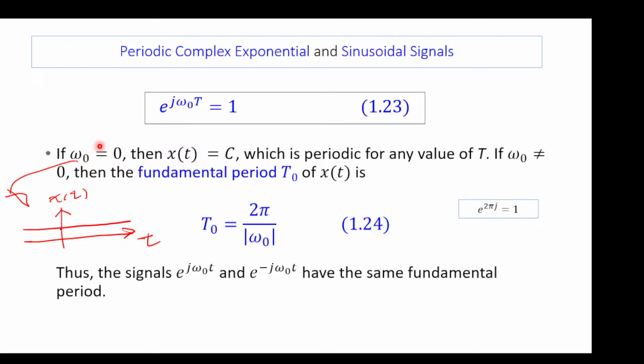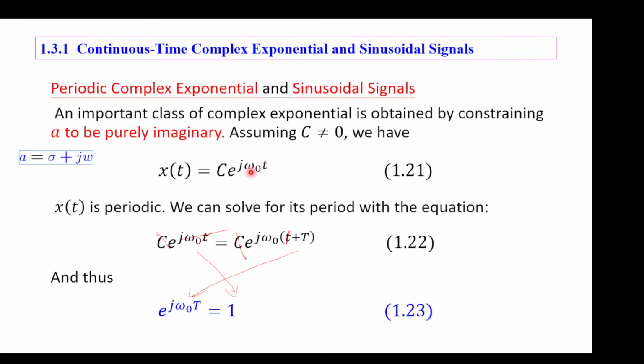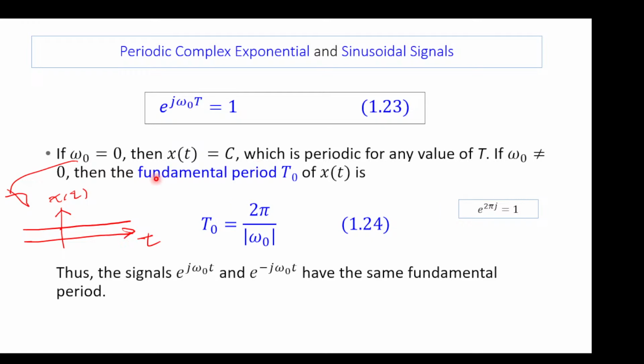So, another singular case: if omega naught equals 0, then the exponent is always 0, so it is always e to the 0, which is 1. So your x of t becomes C. Yeah, so if omega naught equals 0, then your x function actually becomes a constant function because the t gets multiplied by 0. So you have this constant signal here, and it's periodic for any value of big T. But there is no fundamental period, as we said.